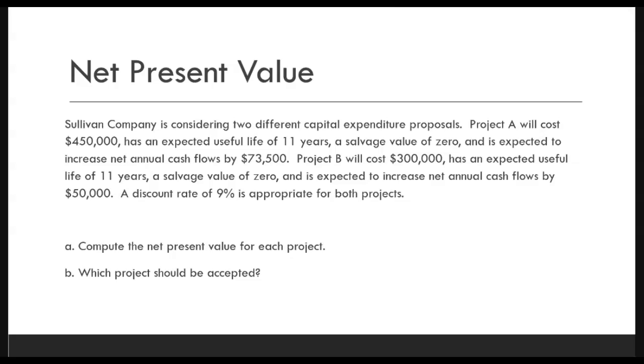So project A is a little bit more expensive, but also will increase our net annual cash flows by more. So we're trying to figure out, should we spend that extra $150,000 for the little bump in net annual cash flows? The way that we're going to figure this out is by finding the net present value for each project.